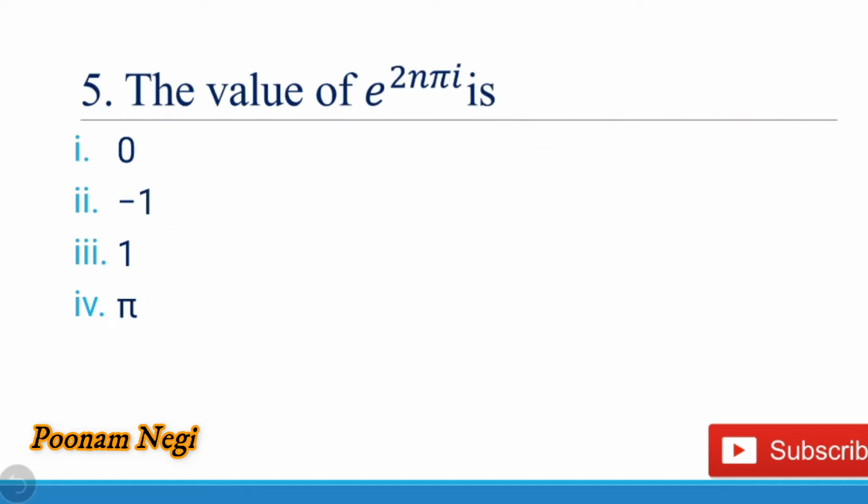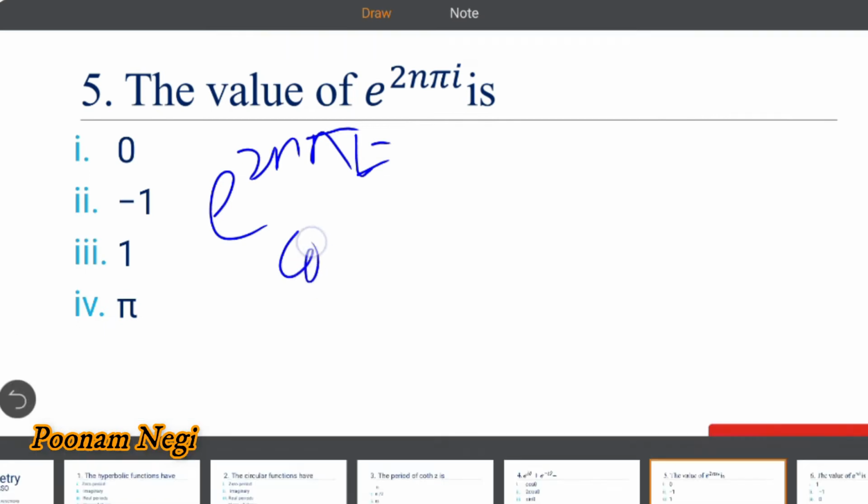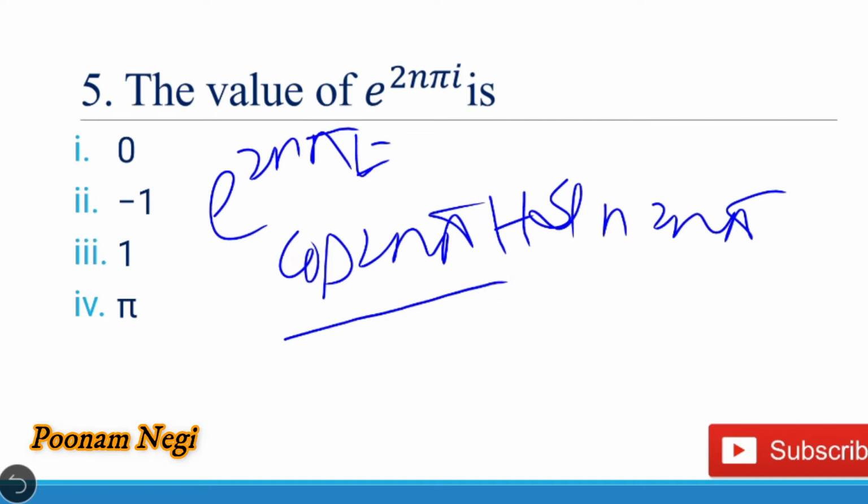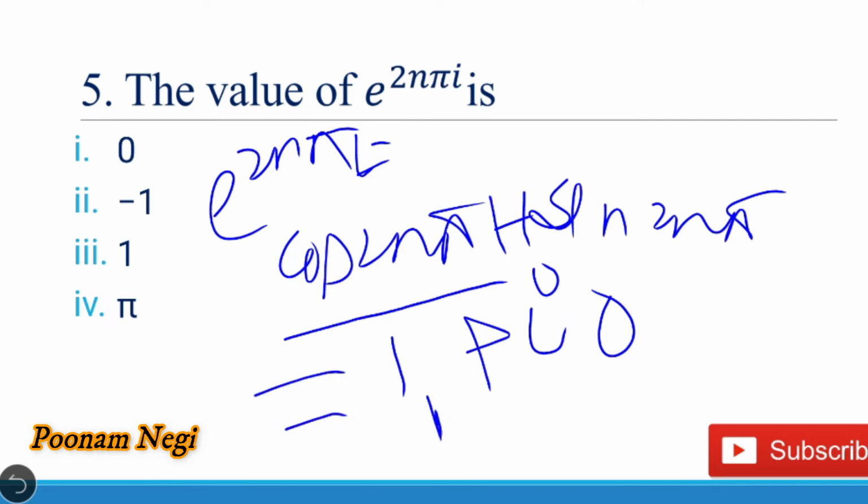Next question is the value of e to the power 2n pi iota. As we know, this will be equal to cos 2n pi plus iota sine 2n pi, and the value of cos 2n pi will be 1, and this will be iota into 0. Hence the answer will be 1. The correct answer will be option number 3.